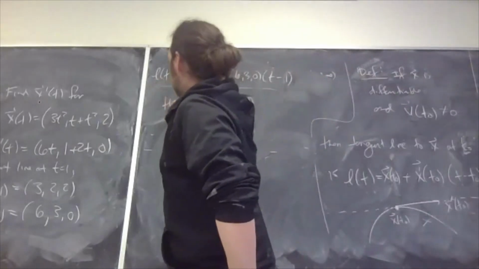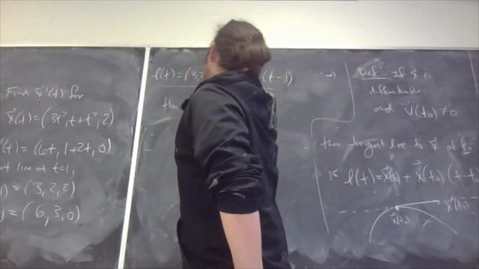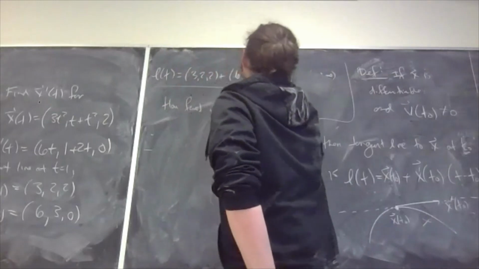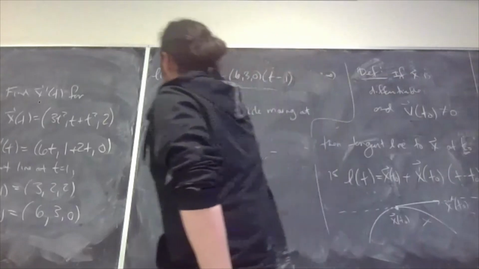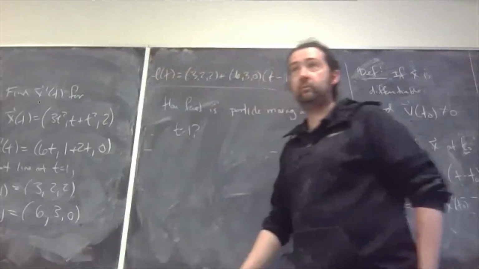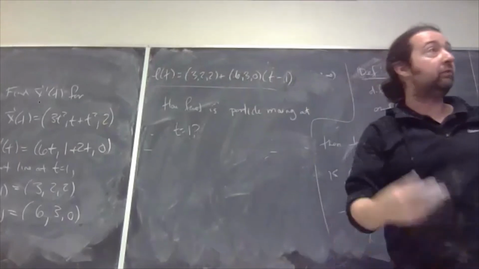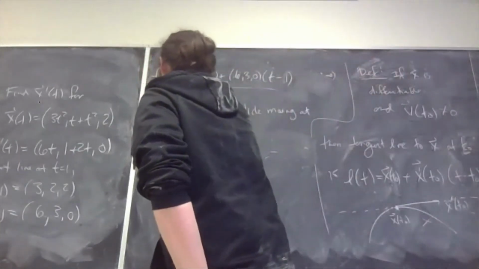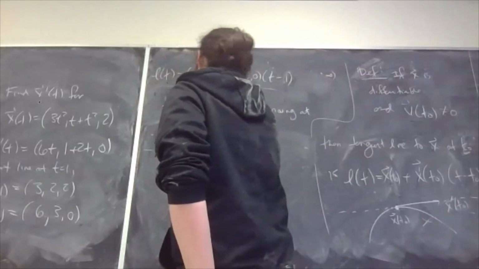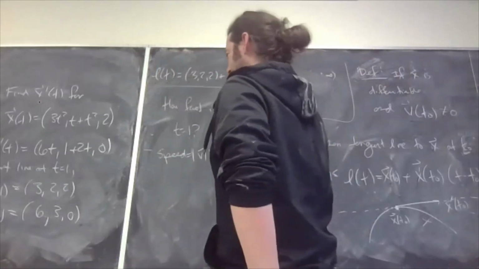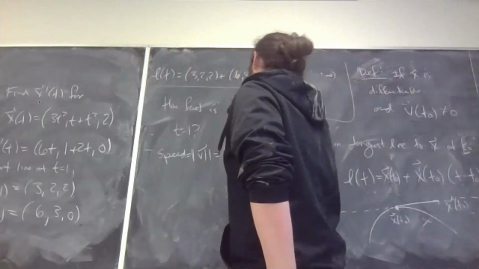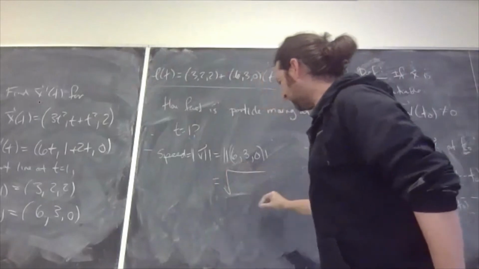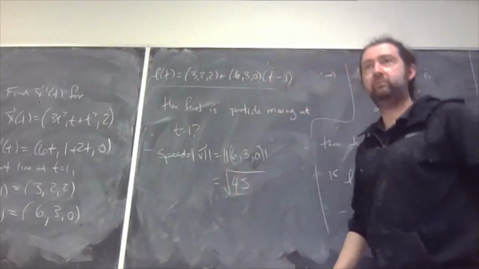How fast is a particle moving at t equal to 1? Well, speed is the magnitude of velocity. Speed is the magnitude of the velocity vector. So magnitude of velocity gives you speed.